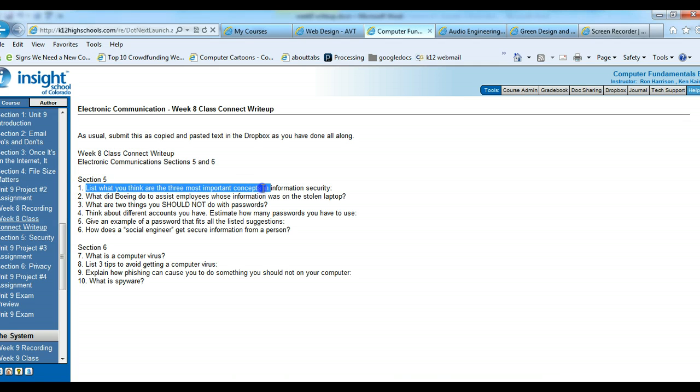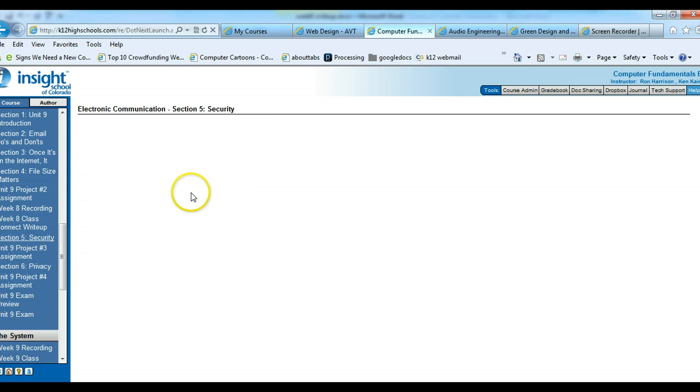What do you think are the 3 most important concepts in information security? What did Boeing do to assist employees whose information was on the stolen laptop? What are 2 things you should not do with passwords? Think about different accounts you have. Estimate how many passwords you have. Give an example of a password that fits all the listed suggestions. How does a social engineer get secure information from a person? So we'll cover these things as I go through this lesson.